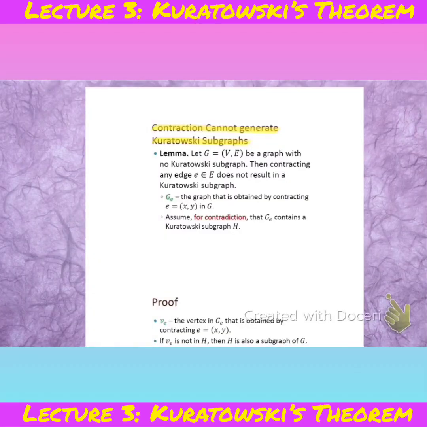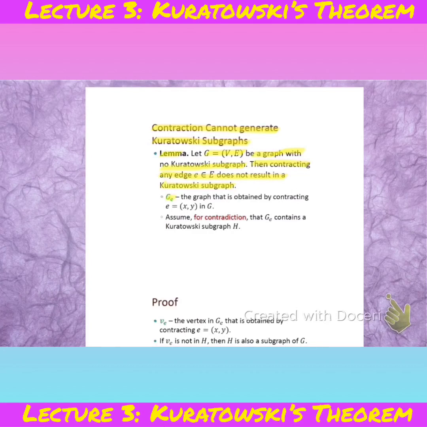All right, so the lemma says that you take the graph G, which we know how we chose. That's a graph with no Kuratowski subgraph, and it's the smallest graph with that property. Then contracting any edge on that graph does not yield a Kuratowski subgraph. So let's just make sure this cannot happen. We start off with the graph G subscript E, the graph that we formed from G by contracting an edge XY.